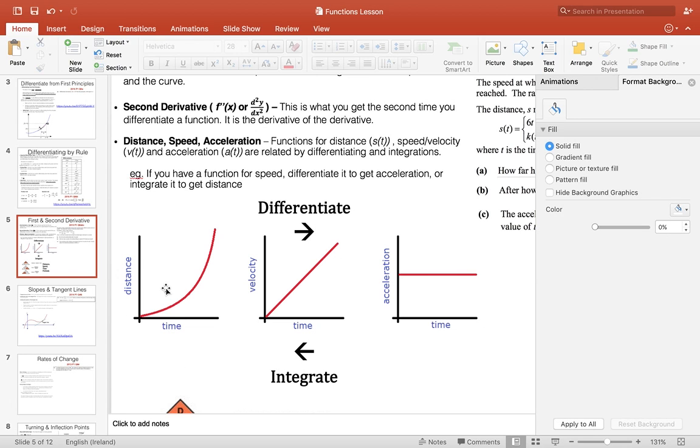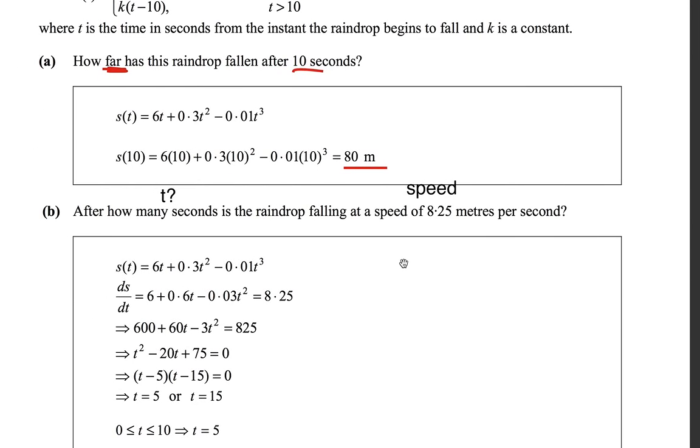So that means if you have distance, differentiate it to get speed, also known as velocity, and differentiate it again to get acceleration. To go backwards, integrate, and integrate again. If you have velocity, integrate to go back to distance, or differentiate to go to acceleration. So that's how it works. And it's always with respect to time. So instead of dx here, it's dt for time. Although it doesn't matter what letter you use, just as long as you know it's time.